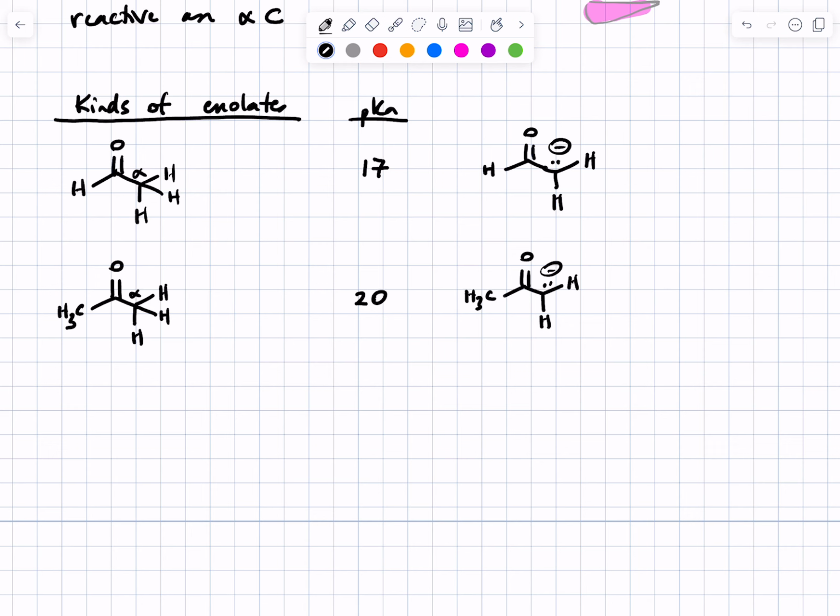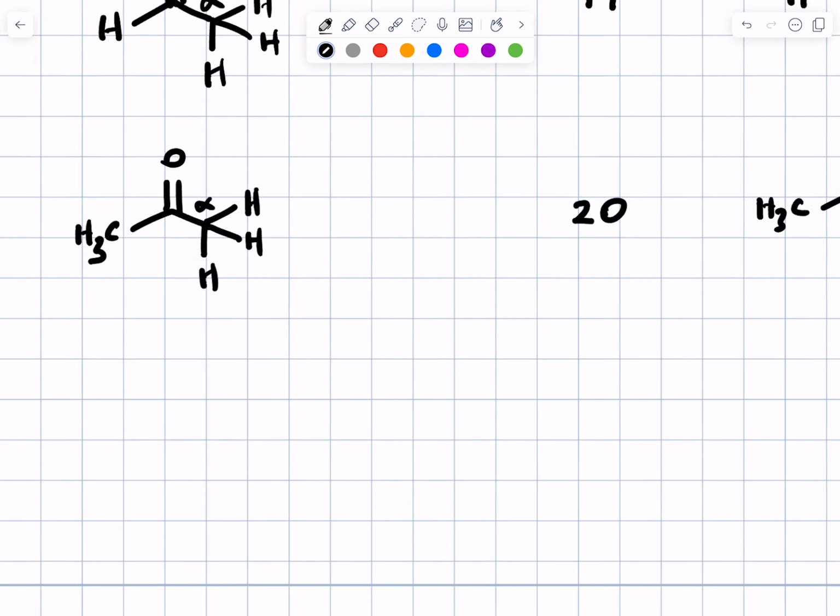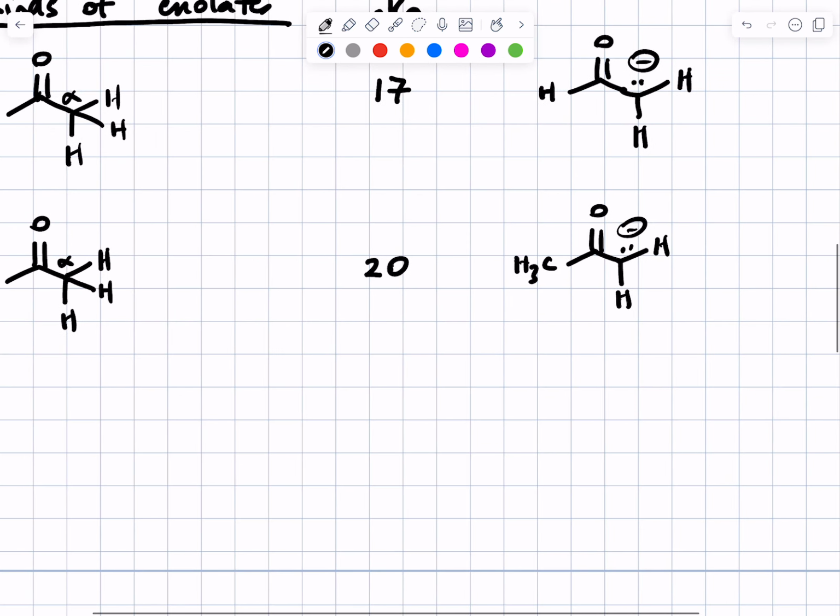Why do you think that's true? Go ahead. So is it because the methyl group is kind of doing a little bit of hyperconjugation with the carbonyl carbon? And so therefore it's not going to be pulling on the alpha carbon?